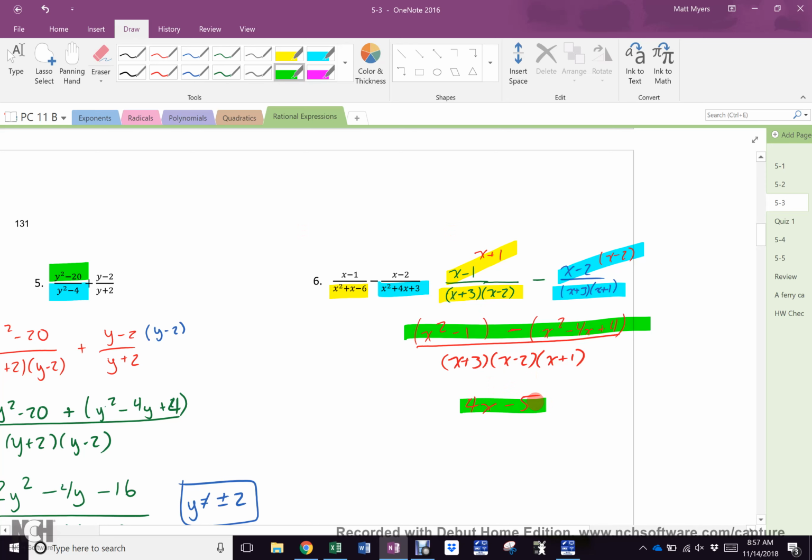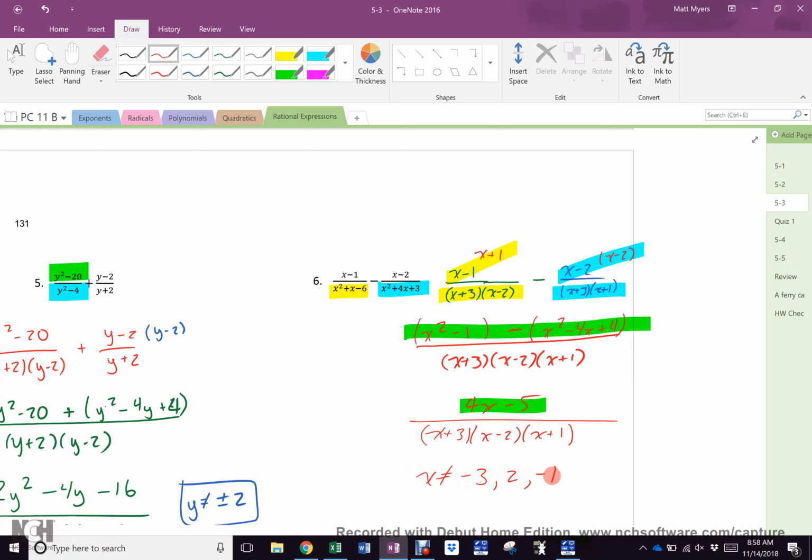Is everybody good to there? Okay. And what's my denominator? I've already got it. X plus 3, x minus 2, x plus 1. Does that factor? No. So can I do any canceling? No. So am I done? Yes, but you need to do this. What are my restrictions? Negative 3, positive 2, negative 1. Nothing new. Right?